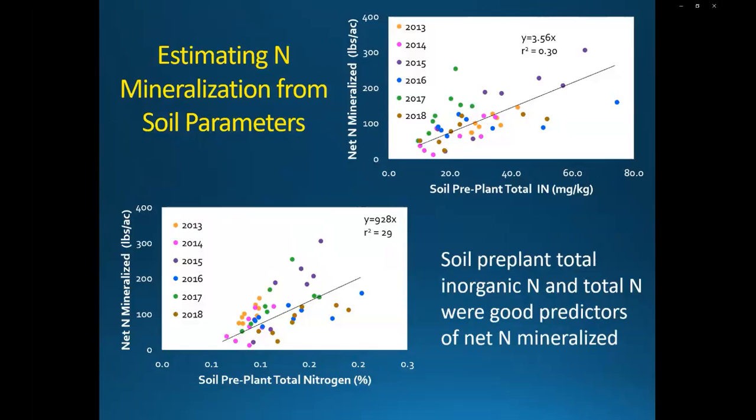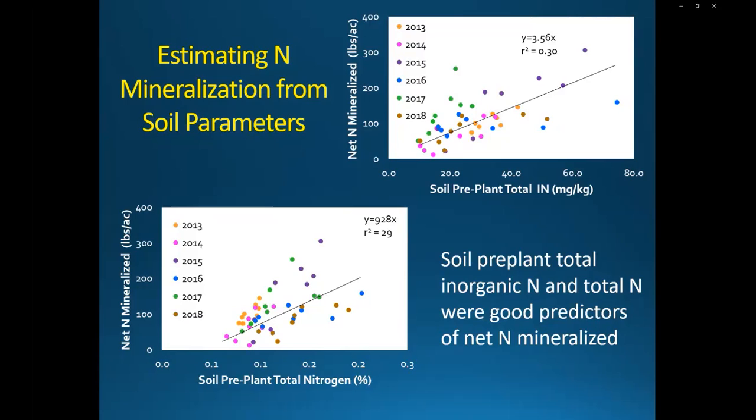So we tried to look at ways to estimate the nitrogen mineralization based on easy to measure soil parameters from samples that were taken prior to planting in the spring. The best relationship looked like it was between the pre-plant total inorganic nitrogen, which is the combination of both ammonium and nitrate, and how much net mineralization there was in the field.